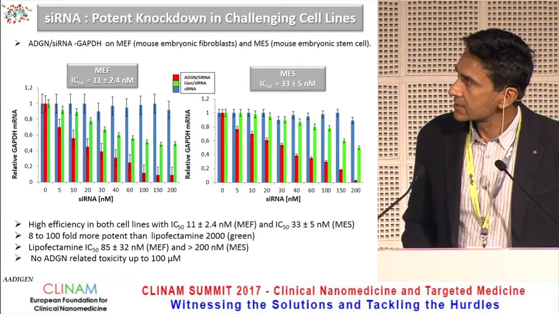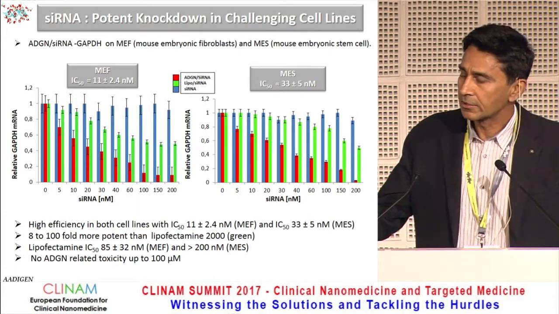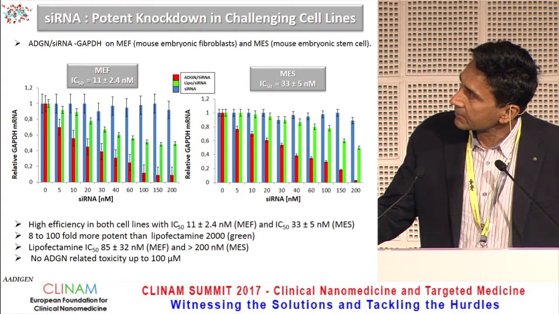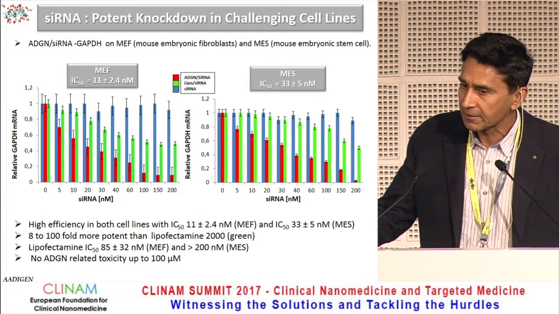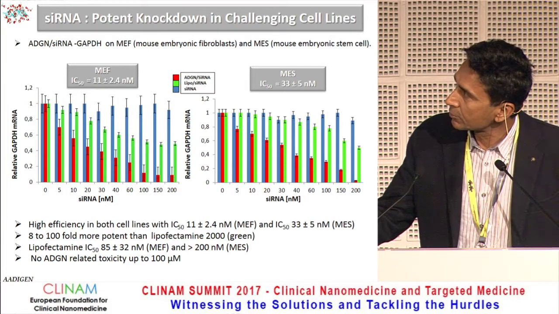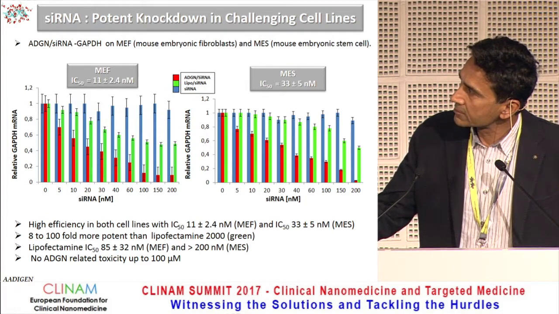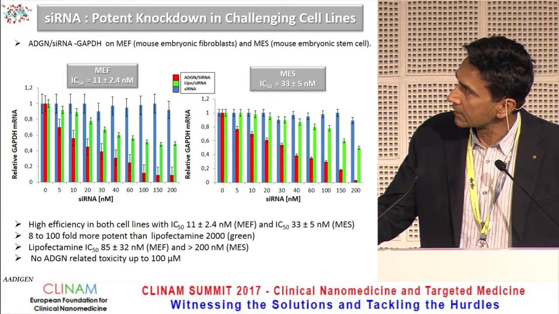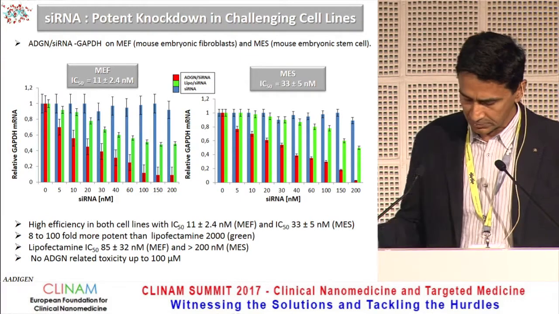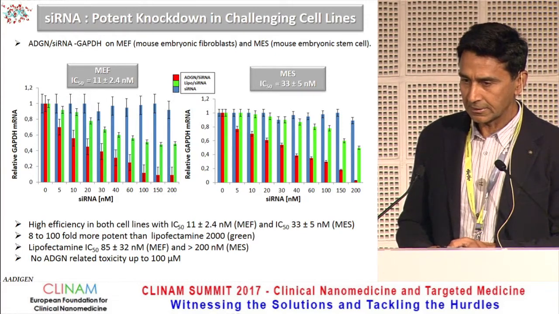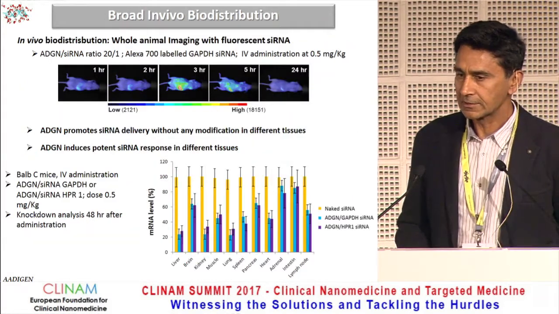So we've tested this in cell lines, of course, to begin with, challenging cell lines like embryonic stem cells and embryonic fibroblasts, etc. The comparison here is to Lipofectamine, which I guess is the positive control. In the red is what we call the Aadigen peptides complexed with the siRNA, and you can see a nice dose response here of the knockdown of GAPDH in both cell lines, and it's substantially better than what you see with Lipofectamine. Also, the toxicity is much lower and very manageable in these cell types.